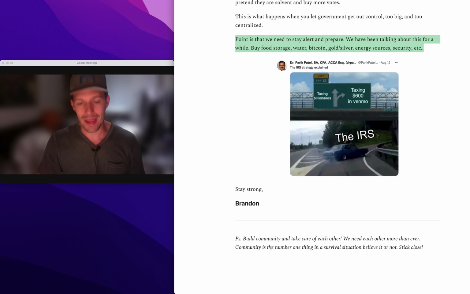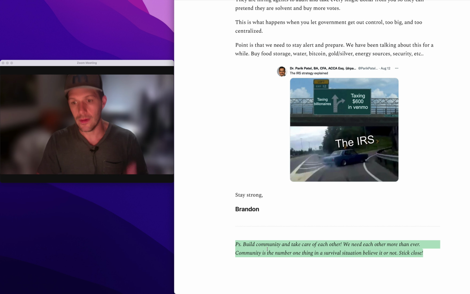Community is the biggest thing. Build community, take care of each other. We need each other more than ever. Community is the number one thing in a survival situation, believe it or not. Stick close and arm yourself. Arm yourself with the skills and information we need. Stay strong. The good guys win in the end. That's the great news, so we know that already. We're playing from victory, coming from victory.